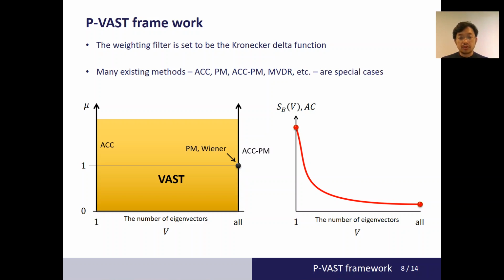So for example, if you use all eigenvectors, then that's the ACC-PM in the time domain solution. And on top of that, when mu is equal to 0, then that's the MVDR solution. And depending on V and mu, that's the variable span Wiener, variable span minimum distortion filters.